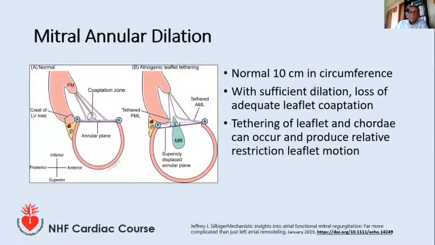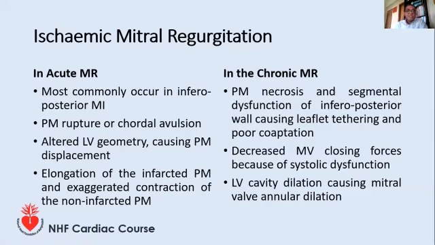When ischemia is the cause of mitral regurgitation in the acute setting, it most commonly occurs in inferior posterior MI, as I have noted before, since the posteromedial papillary muscle is supplied by a single blood supply from the RCA or LCX. So papillary muscle rupture or chordal avulsion can cause mitral regurgitation in the acute setting, though complete papillary muscle rupture leads to death if not treated by intervention in time.